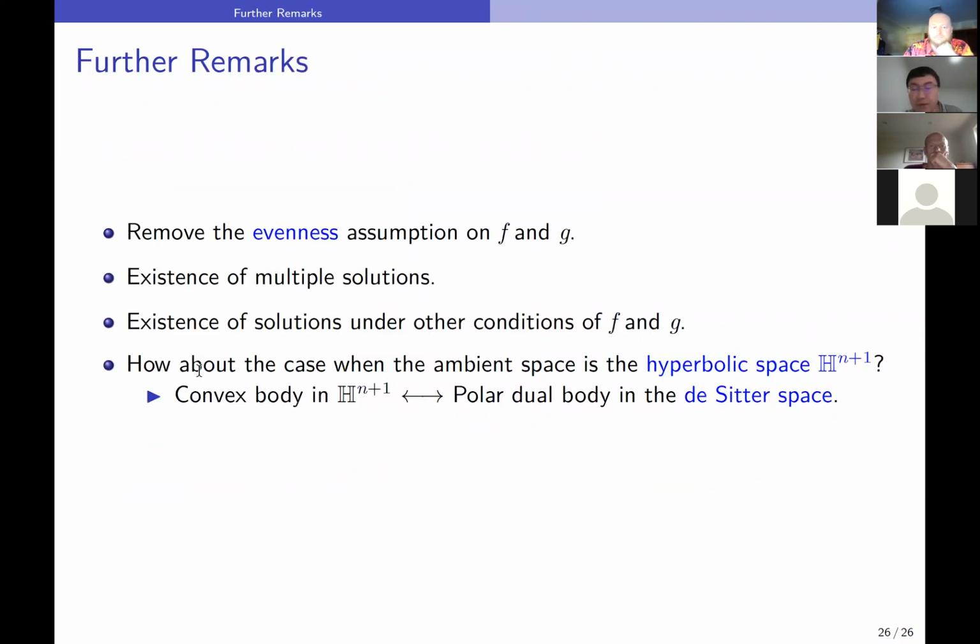Okay, maybe the final remark is that we have considered this functional when the ambient space is a sphere and the Euclidean space. So the remaining natural case is to consider the case when the ambient space is a hyperbolic space. Okay, I'll just stop here. Thank you.